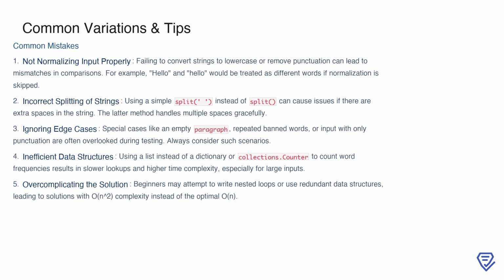Additionally, the choice of data structure matters. For example, using a list to count word frequencies can lead to inefficiencies due to slower lookups compared to dictionaries or collections Counter. Finally, some beginners tend to overcomplicate their solutions by using nested loops or redundant data structures, which can lead to suboptimal O(n²) complexity instead of the desired O(n). Keeping these issues in mind will help you write cleaner and more efficient code.